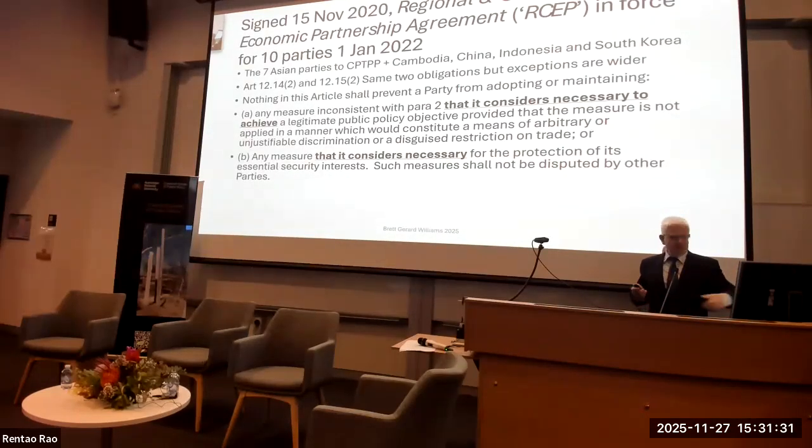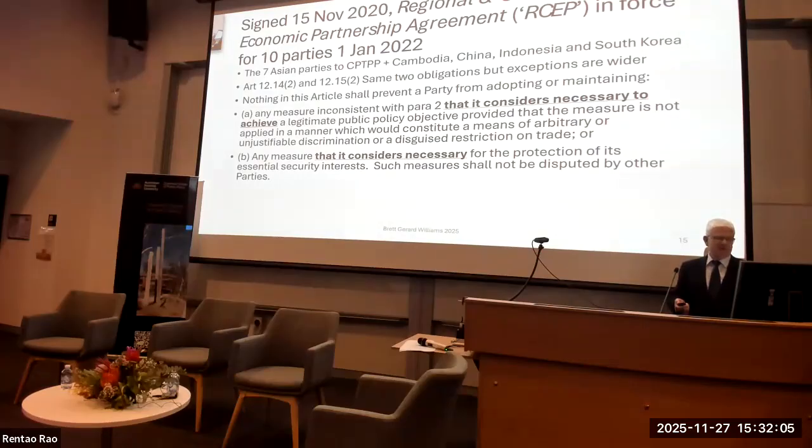At the same time as this is happening, or a few months later, China does become a party to an agreement with an electronic commerce clause, and that's the RCEP agreement between the 7 Asian parties to the CPTPP plus Cambodia, China, Indonesia, and South Korea. And this includes the same 2 obligations, that you won't restrict international movement of data and you won't have data localization clauses, but the exceptions are drawn much more broadly. Have a careful look at this exception.